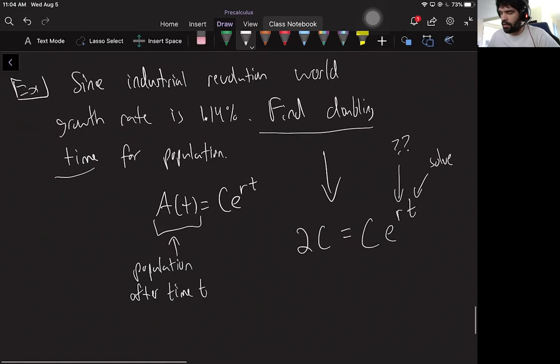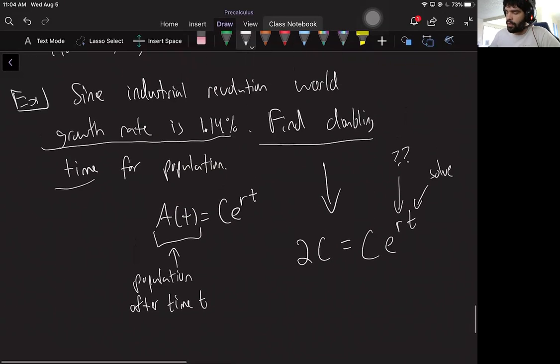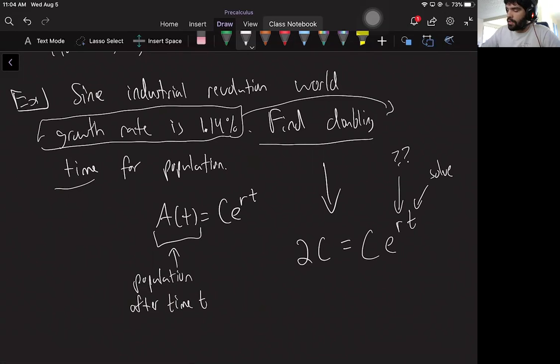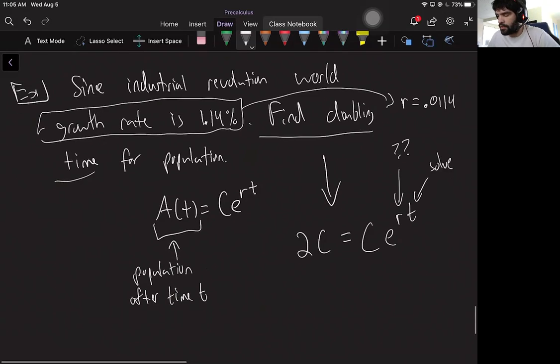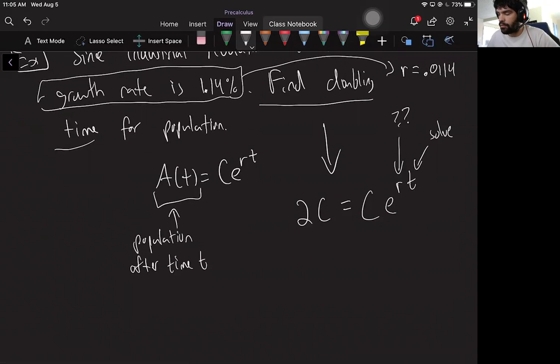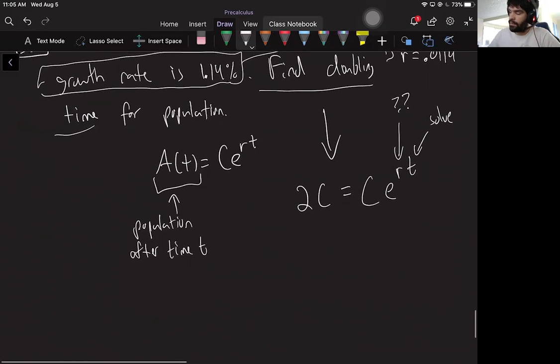So where do we find r? That's probably going to come from the growth rate. That is exactly what happens. The growth rate being 1.14%, what they're telling you in that situation is exactly r. You don't actually have to figure anything out in this problem. r is 0.0114. So this problem is much faster than the other ones because you don't have to solve for r. They're just telling it to you.